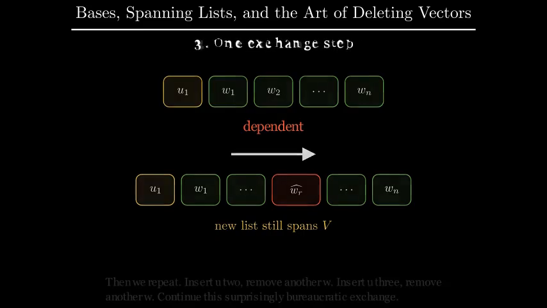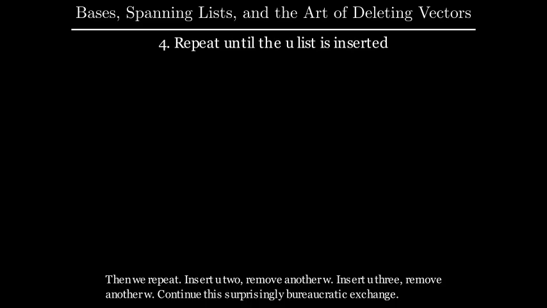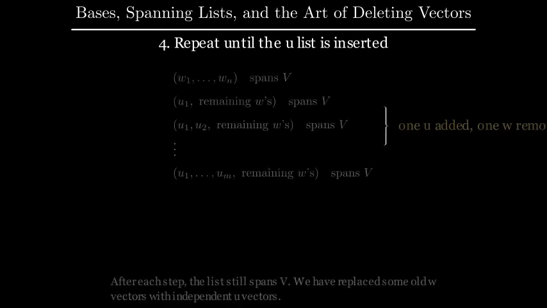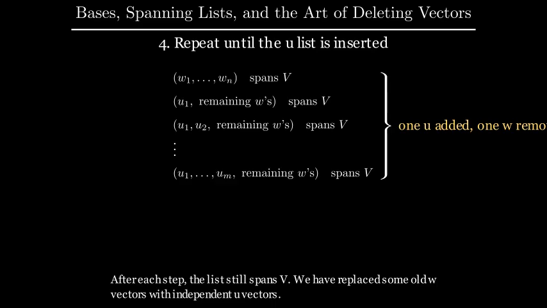Then we repeat. Insert u2. Remove another w. Insert u3. Remove another w. Continue this surprisingly bureaucratic exchange. After each step, the list still spans V. We have replaced some old w vectors with independent u vectors.